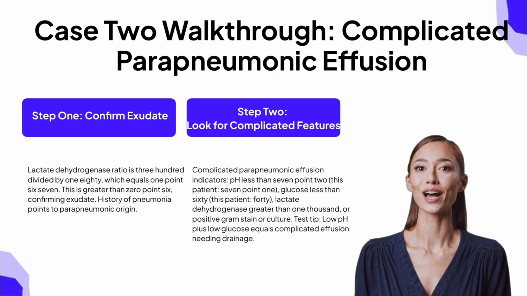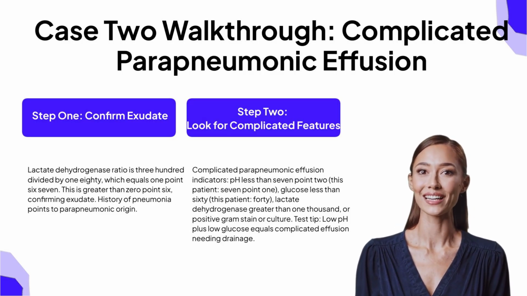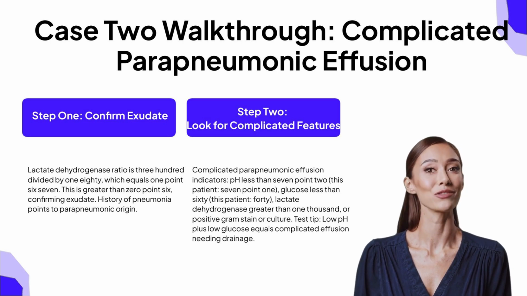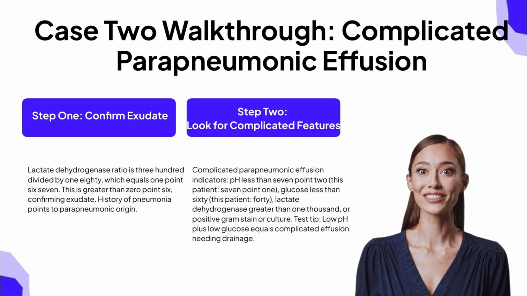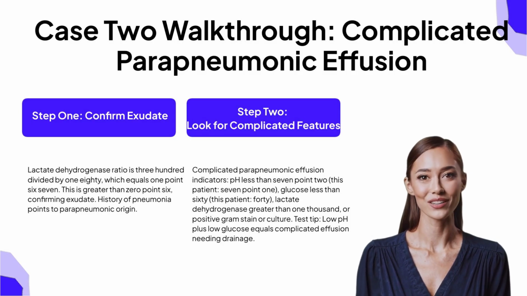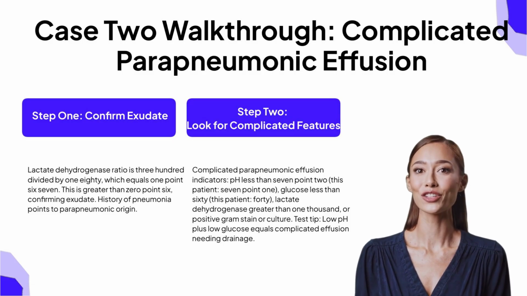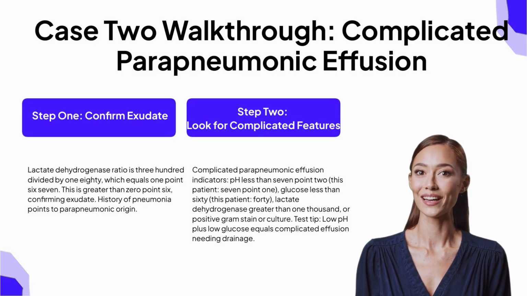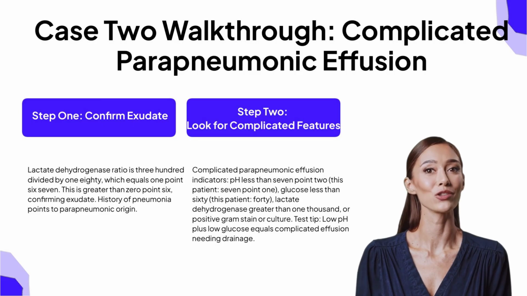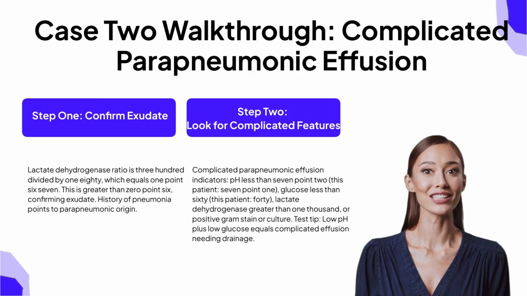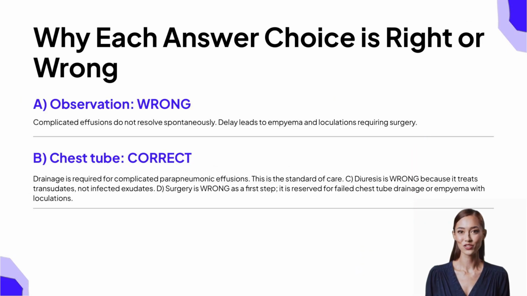A complicated parapneumonic effusion has specific indicators: pH less than 7.2, glucose less than 60, LDH greater than 1000, or positive gram stain or culture. This patient has a pH of 7.1 and glucose of 40, both meeting criteria for a complicated effusion. The test tip to remember is low pH plus low glucose equals complicated effusion needing drainage. Now let's go through why each answer choice is right or wrong.